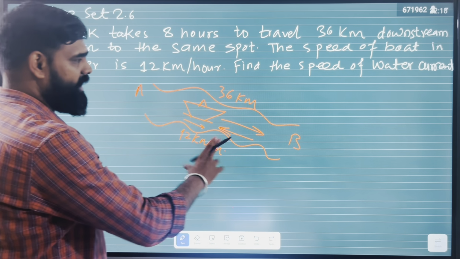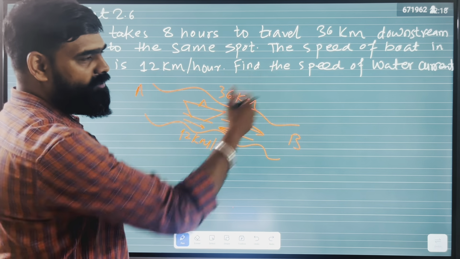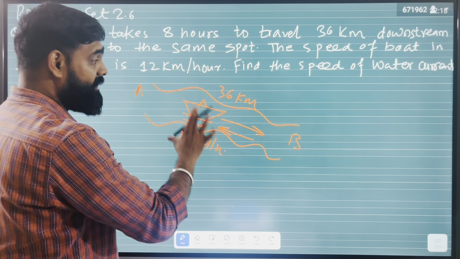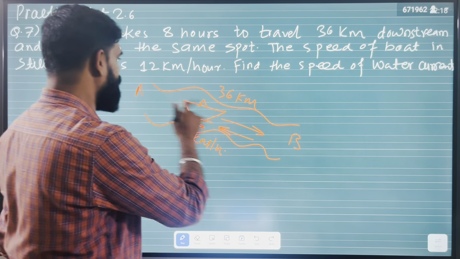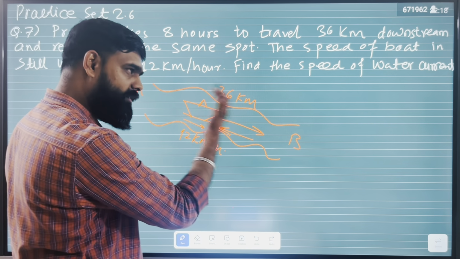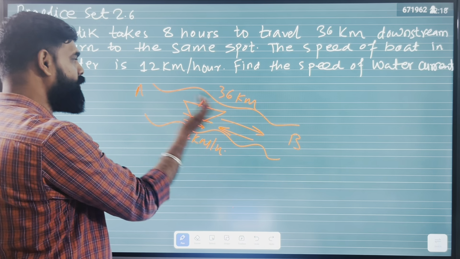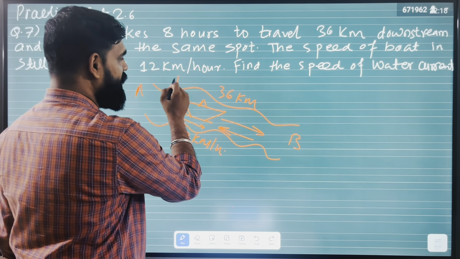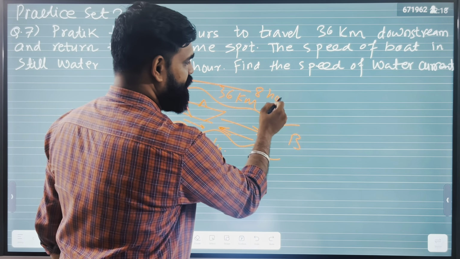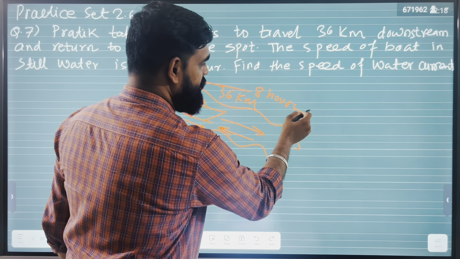So this is the condition, and we have to find the speed of the water current here. The time he takes to travel from point A to point B and return from point B to point A is 8 hours. So the total traveling time is 8 hours. Okay, so let us find the speed of the water current. For that, we have to consider the speed of the water current is x.